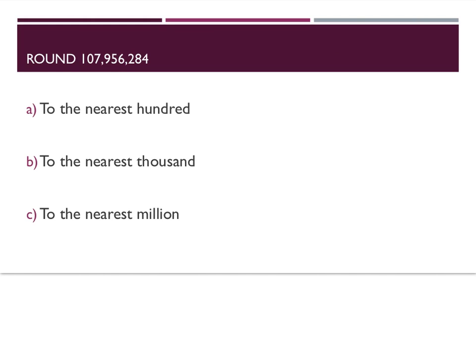If I want to round 107,956,284 to the nearest hundred, the first thing I need to do is figure out which number is actually in hundreds place. In this case, I'm looking at the digit 2 is in hundreds place. So to round to the nearest hundred, everything to the left of hundreds place is going to stay exactly the same.